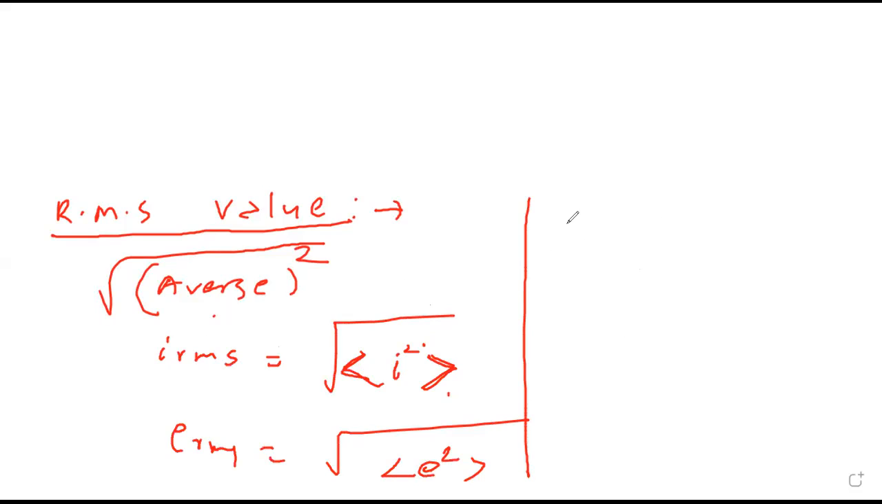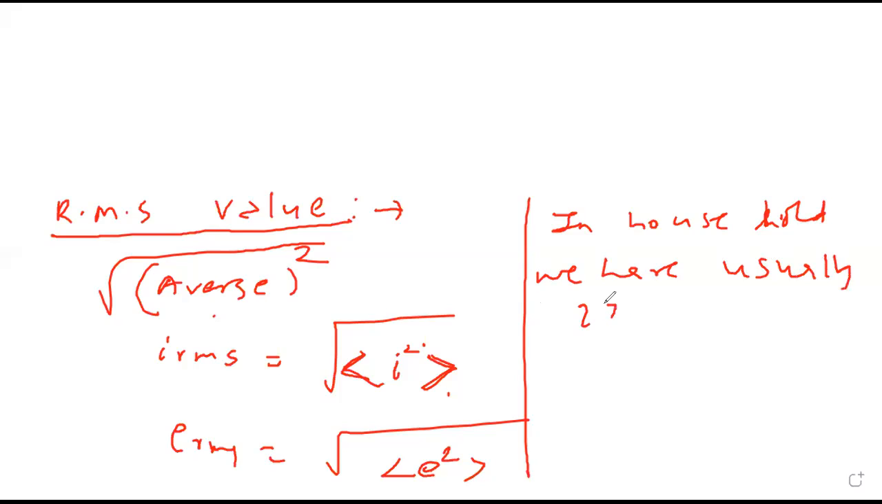First I will derive, then I will explain. In household, that means in our India, in household purpose, we have usually 220 volts. अब ये 220 वोल्ट हमेशा याद रखना, it is RMS value and not given anything. ऐसा बोला है AC voltage is 220 volt, always you will take RMS value. डोंट टेक दिस एज पीक, डोंट टेक दिस एज एवरेज ऑफ हाफ साइकिल.